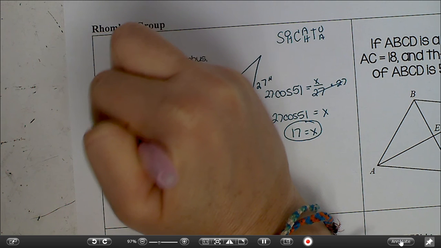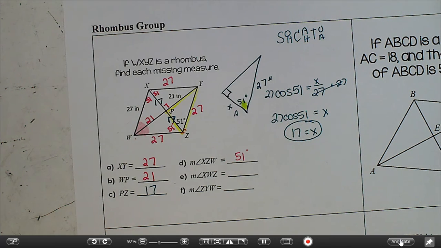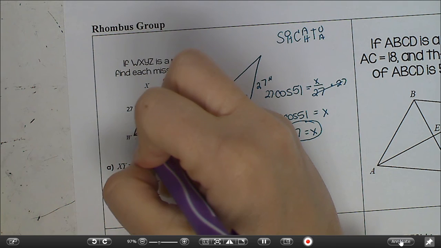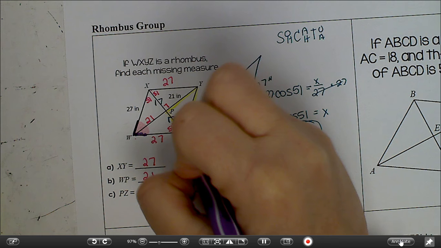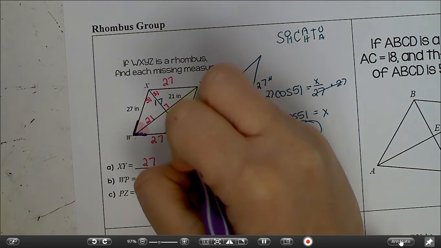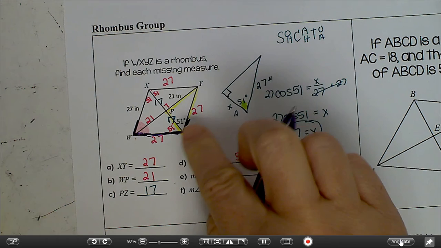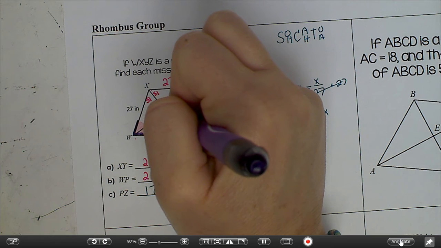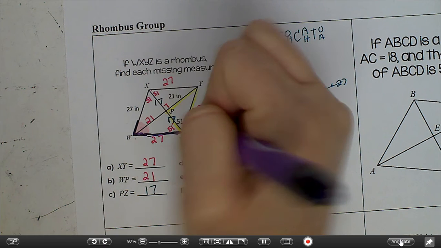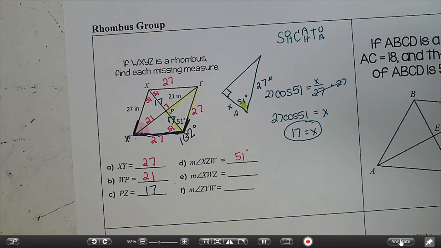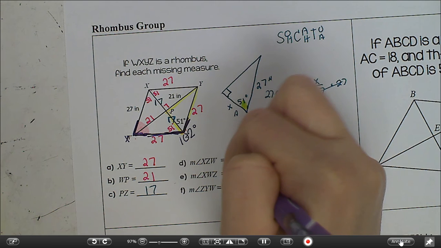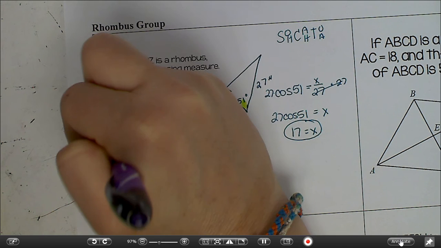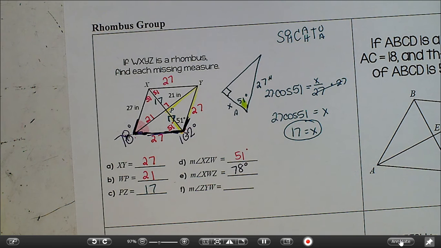XWZ, we want this whole angle. We do know that in a parallelogram, consecutive angles are supplementary. That means that these angles have to add up to 180. These together are 102. I'm going to write it out here. And this one we don't know. So we would do 180 minus 102 is 78 degrees. So together, that's 78. If you have any questions about this, let me know. I know it's kind of crazy.